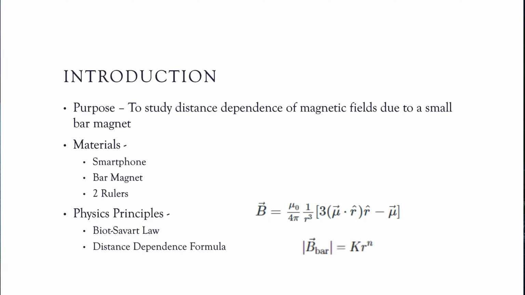The purpose of this lab is to study distance dependence of magnetic fields due to a small bar magnet. The materials that we'll be using in this lab are a smartphone, a bar magnet, and 2 rulers. And the physics principles we are studying are the Biot-Savart law, which is shown on the right, and the distance dependence formula. The magnitude of the magnetic field of the bar magnet equals K, a constant, times R, a distance, raised to an n power, which we will be finding in this lab.